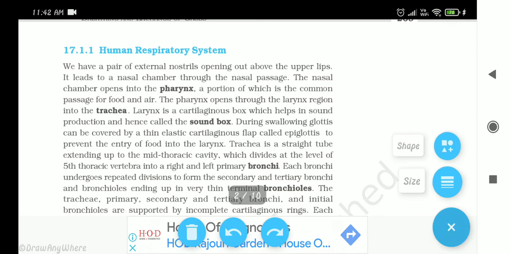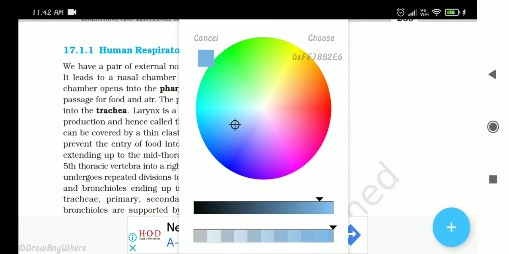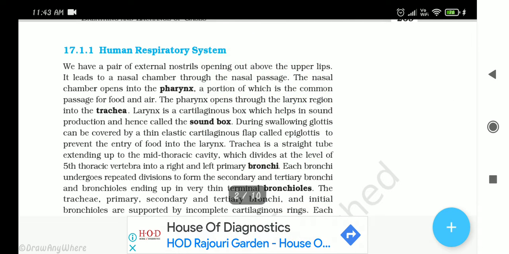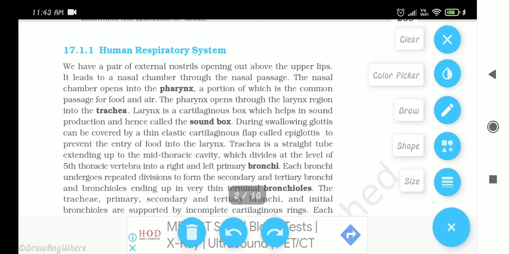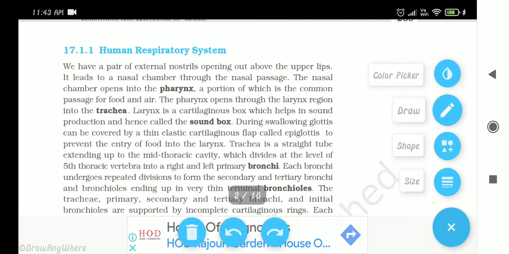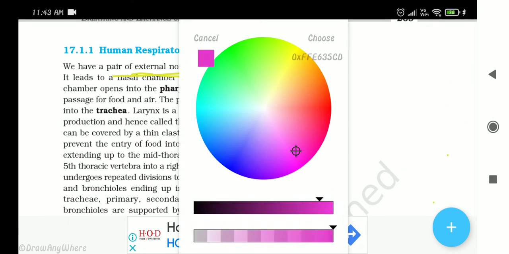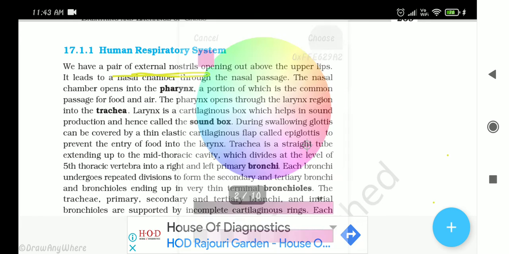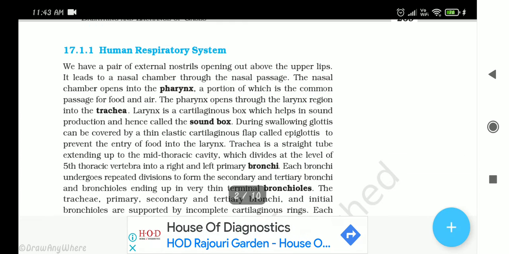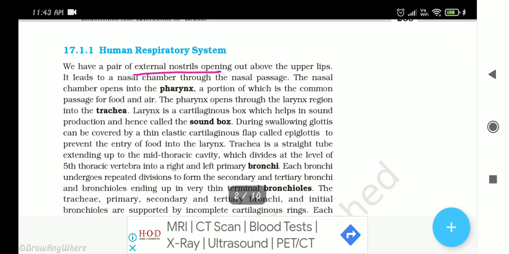Change the color pen of the color of the pen. Okay, so we know that our external nose have two openings. Okay, we have two openings. This is not looking good. What should I pick? Okay, so we have two openings in our nose. Okay, now this is looking guys nice.